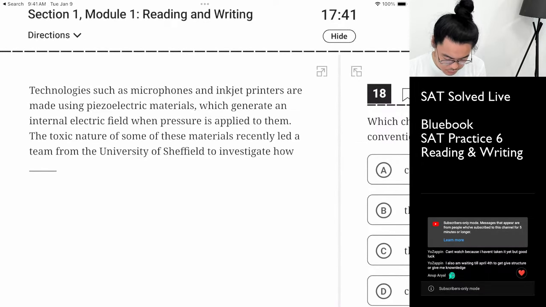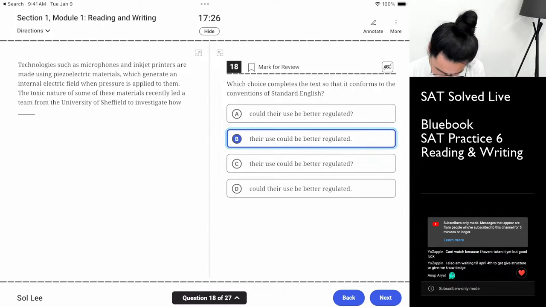Technologies such as microphones and inkjet printers are made using piezoelectric. Oh, I'm focusing on, I don't know why, I can't turn off my reading brain. The toxic nature of some of these materials recently led to investigate how something happens, how their use could be better regulated. There we go.